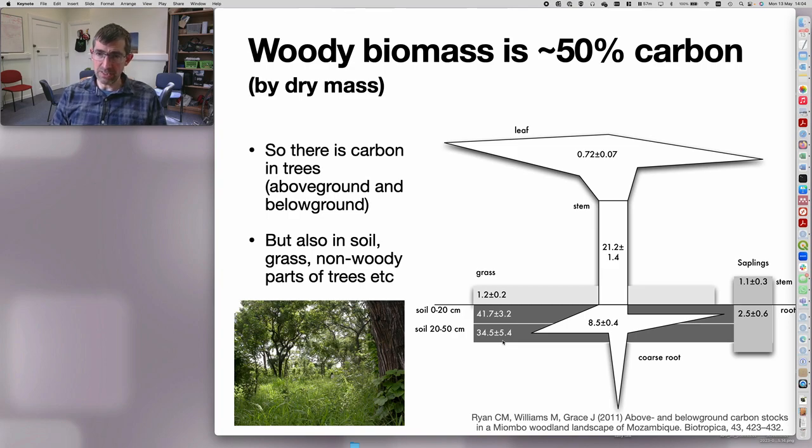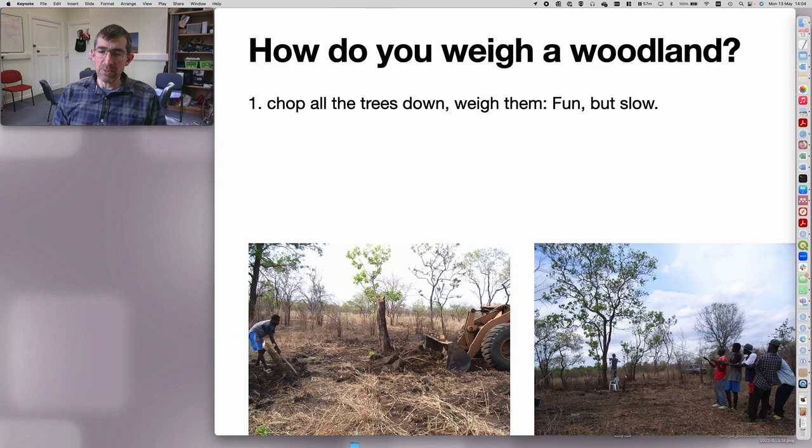How do we come up with these numbers for the stem and the roots? Well, that's the topic for today. I'm not going to talk about the leaf carbon or the grass carbon any further. The small trees we might cover later if people are interested in. We've got some data we could do that with, but we won't do the soil carbon. That's kind of a different topic. So how do we come up with these numbers?